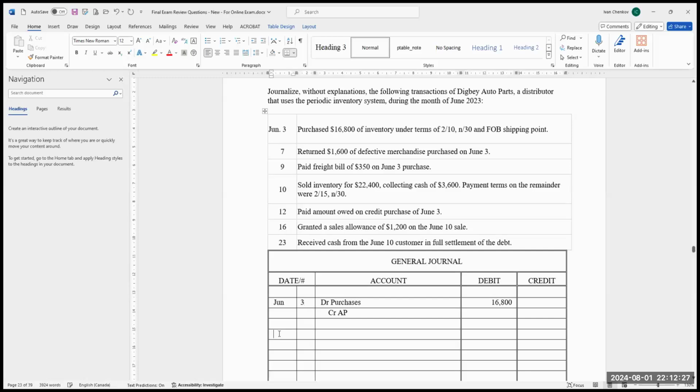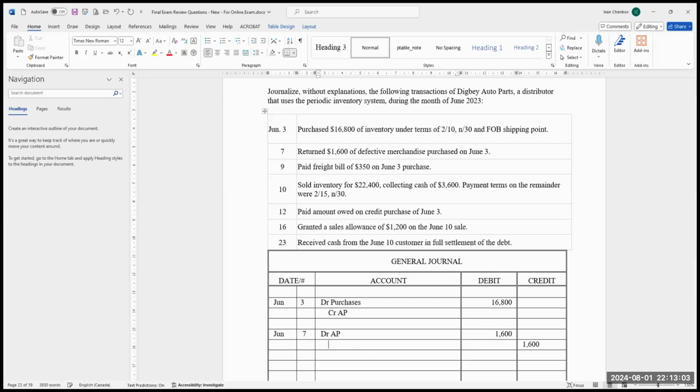Then on June 7th, we decided to return those defective materials, the merchandise that we purchased on June 3. What will be that? Now we have to debit. We're not going to debit the purchases now. Since we're returning them, we're going to reduce our accounts payable. Accounts payable is going to go down by the amount that we're returning, because we're not going to pay that $1,600. And since debit has to equal credit, we can easily plug the credit here.